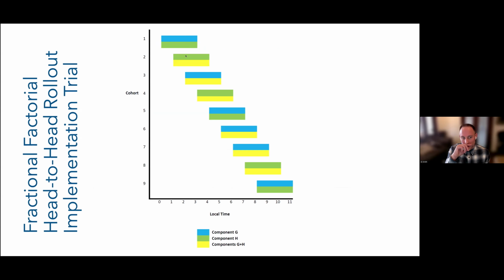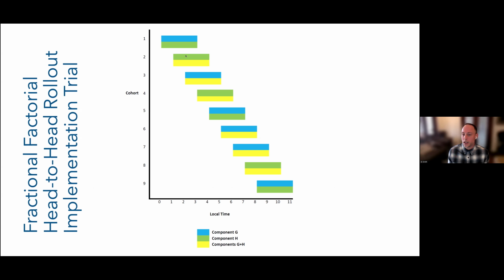There's also a very similar related one, which is a head-to-head rollout that uses the fractional factorial. So this is where you can actually have more than two components that are being tested. This is the most simple fractional factorial, where you have component G, component H, and then component G plus H as your three different conditions. And so again, you randomly assign to the sequence and randomly assign to which of the component conditions.